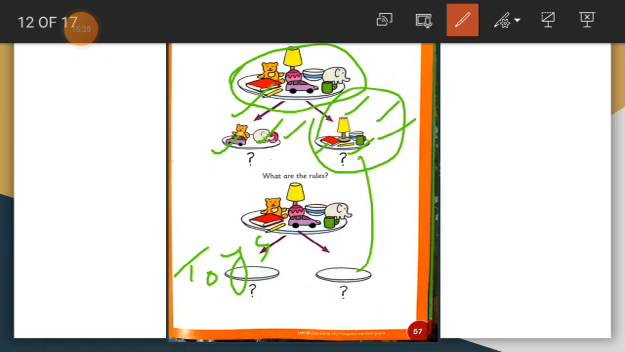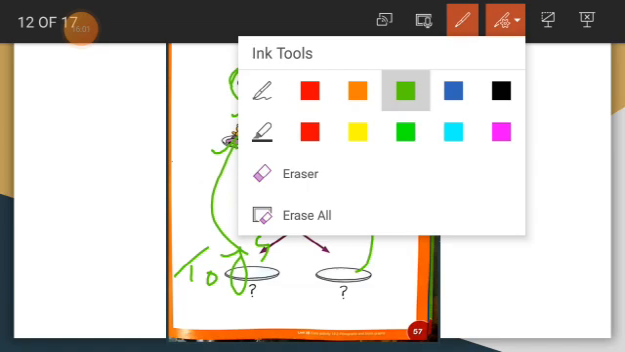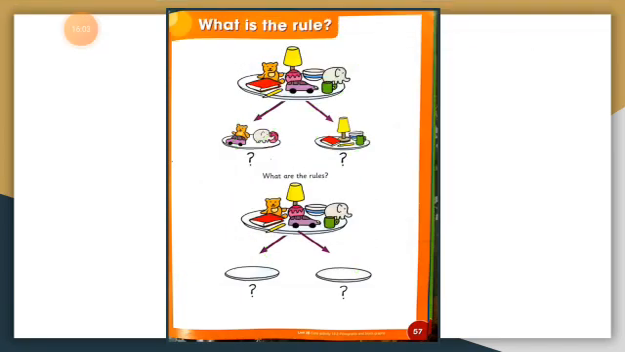So, first rule is sort out the toys. The second rule is sort out the household things, the things which we use mostly at home on our reading table. Fine. Now we have sorted the things into 2 groups. Fine. Okay, now move to the next slide. I have erased my rough work.